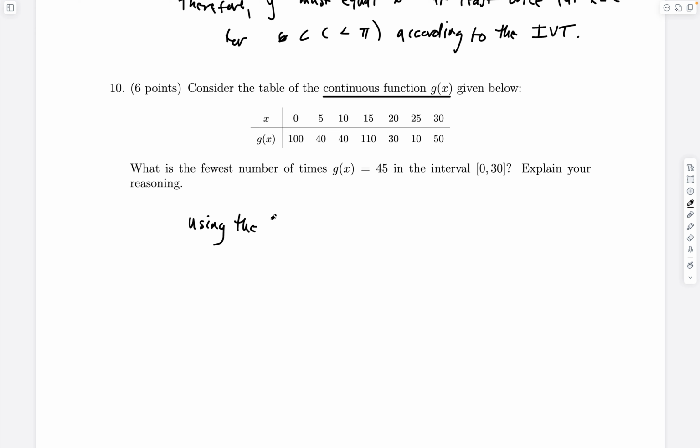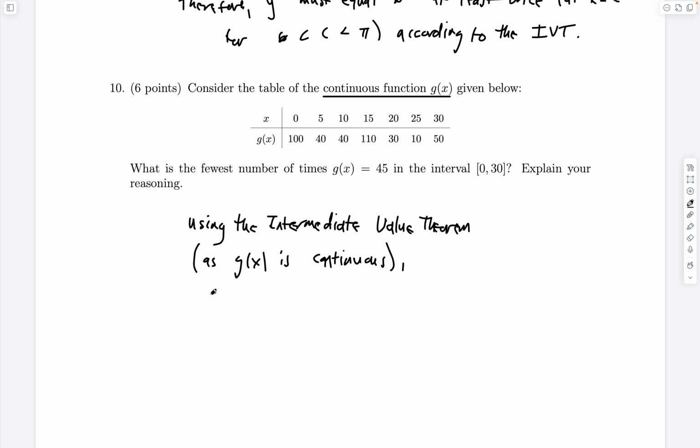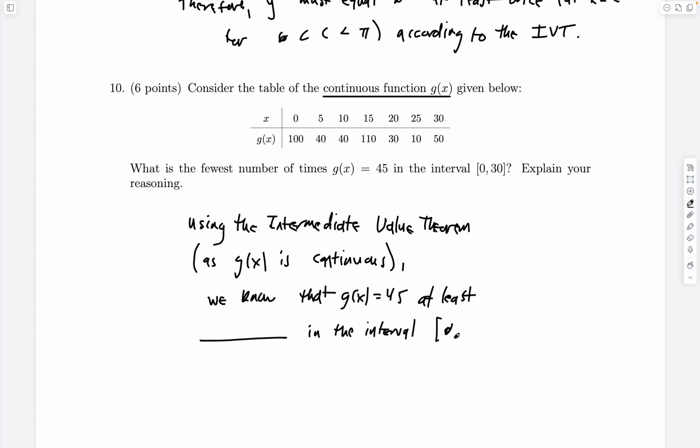So based on my graph, since I know it's continuous, that means I can apply the intermediate value theorem. So I'm going to see what the intermediate value theorem tells me. And we'll write this out. Intermediate value theorem, in parentheses, as g of x is continuous. We were told that in the problem. So because g of x is continuous, I'll go ahead and use the intermediate value theorem. And we'll say we know that g of x should equal 45 at least, and let's figure out how many times in the interval 0 to 30. Okay, so this is my answer. I just have to fill in how many.